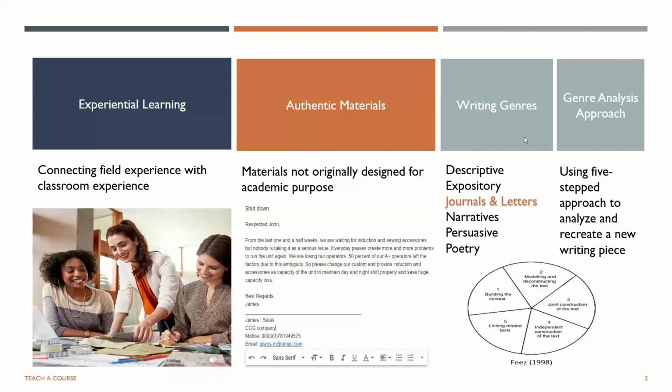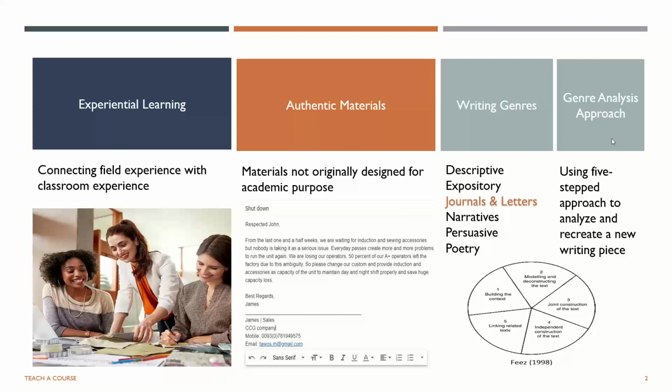Another important thing is that we are using a writing genre analysis approach. Before that, we have to know how many writing genres we have. So we have six major genres: descriptive, expository, journals and letters, narrative, persuasive, and poetry. For our business classes, we are using journals and letters. This is the main genre that the students of business are using. In this, there are some subgenres, for example, complaint letters and inquiry letters, that we will discuss later.